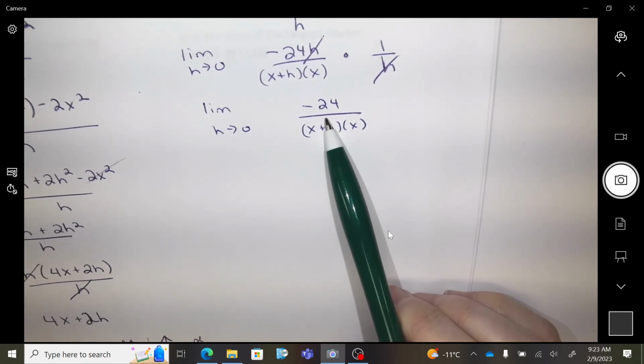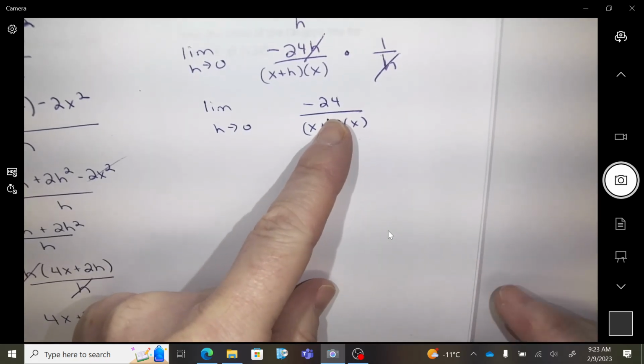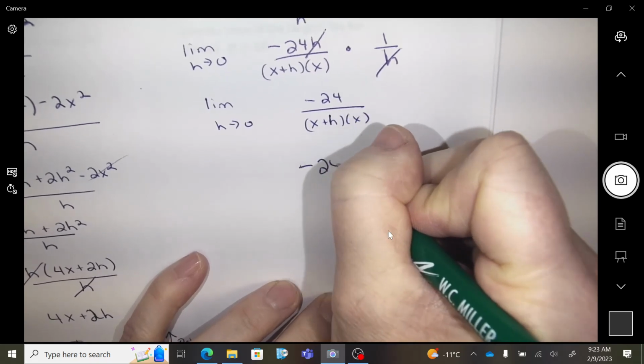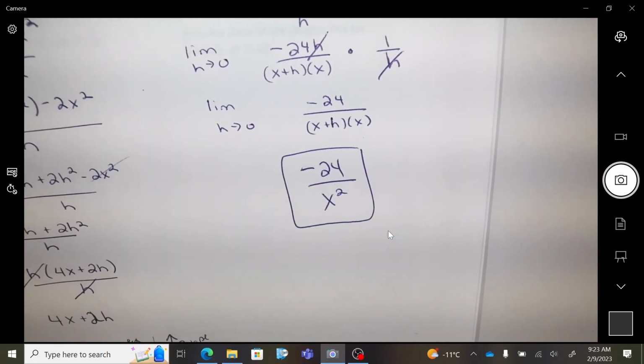X squared, right? So if there's no h there, it's just x times x. And that's your equation. Okay, I don't think I asked you anything specific. I just said the general slope equation. But sometimes I might say, what is the slope at da-da-da? Okay, shortcut. Should we see if we did it right?